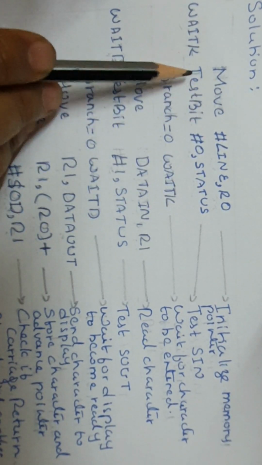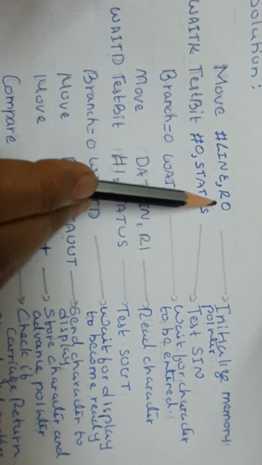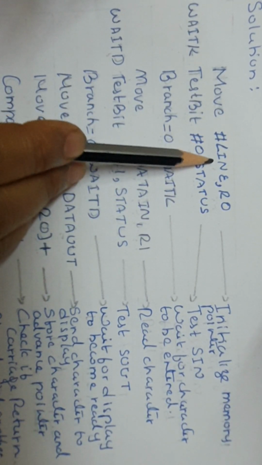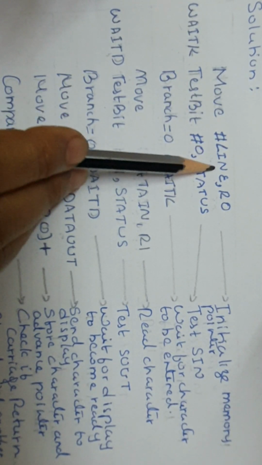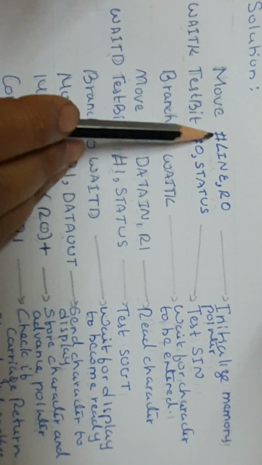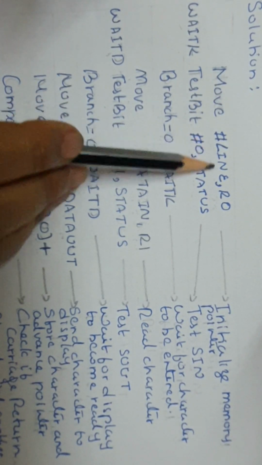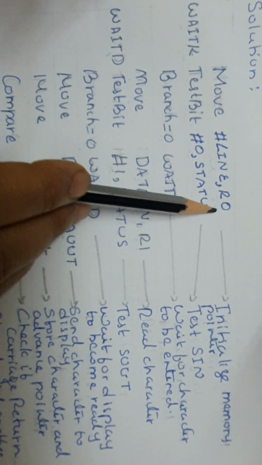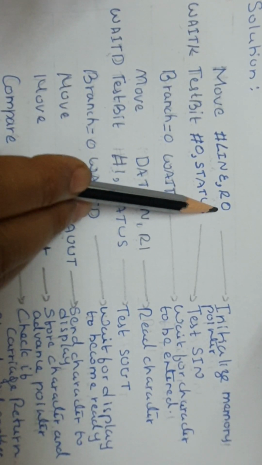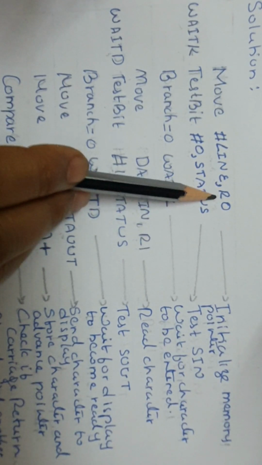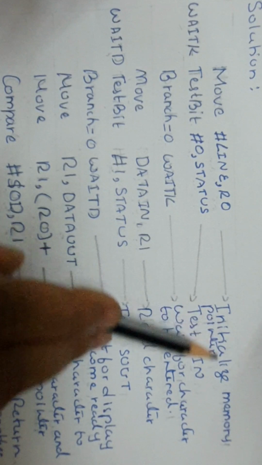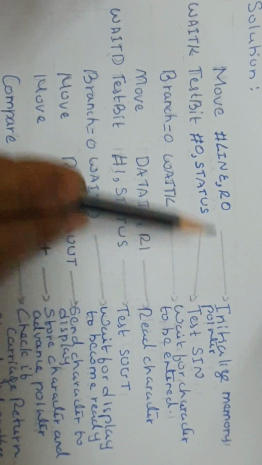Move means copy. This is the source, this is the destination. #line means this is a number, that is the memory location that stores the starting location of the buffer. So this hash indicates a number, and that address value will be stored in R0. Hence R0 becomes the pointer to the buffer where the line of characters will be stored. At present it is the starting address of that buffer. Hence the comment: initialize memory pointer.